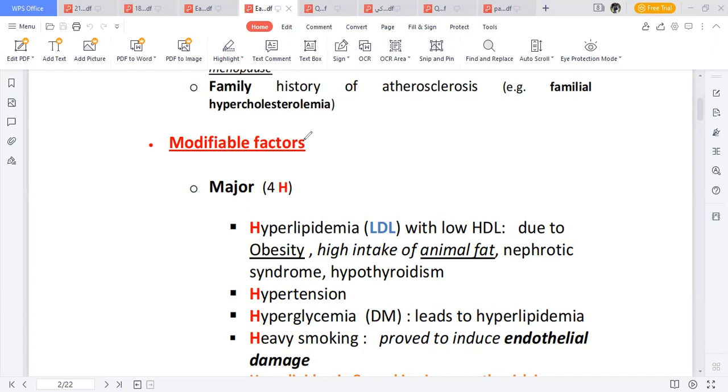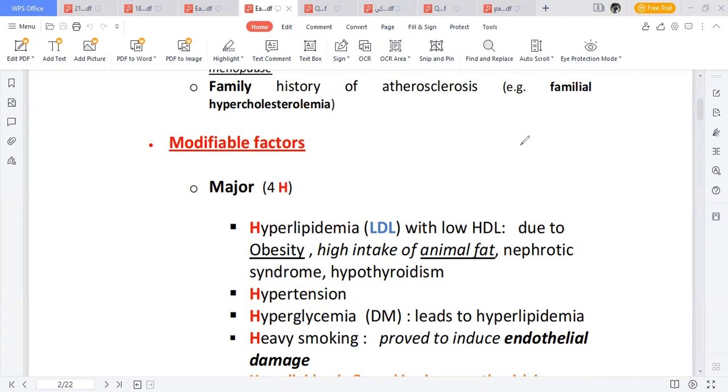Those are modifiable risk factors. Hyperglycemia, which leads to diabetes, leads to hyperlipidemia. Remember, the mechanism is straightforward. Because your body cannot use glucose, it will start breaking down the fats, which will lead to hyperlipidemia. So hyperglycemia is also a risk factor. Heavy smoking. Smoking induces vascular damage. It directly damages the vasculature.